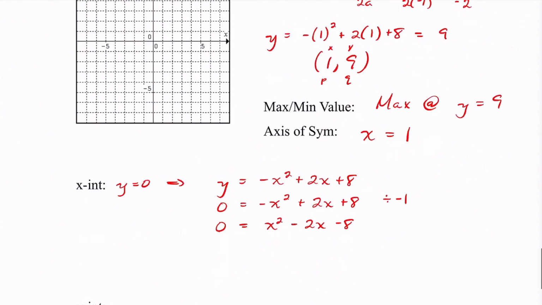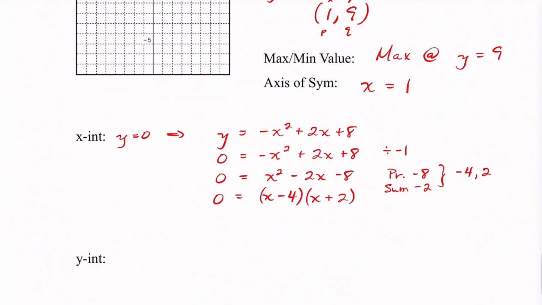Okay, and then I'm going to do my product and my sum. Product is going to be -8. Sum is that middle number, -2. So we have to multiply to -8 and sum up to -2. So that would be -4 and 2. Breaking it apart into our factors, we got x minus 4 and x plus 2.